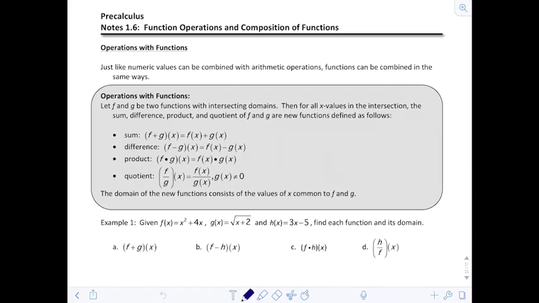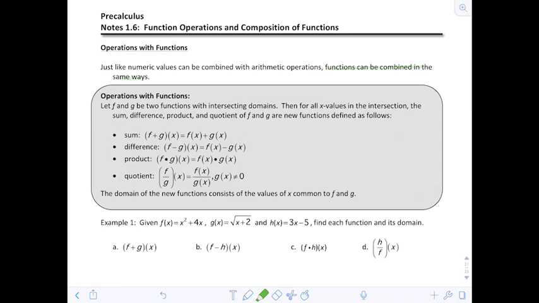Okay, 1-6, function operations and composition of functions. So today we're going to look at operations with functions. So instead of just adding, subtracting, multiplying, dividing numbers, we're going to do it with functions. So just like numeric values can be combined with arithmetic operations, we can do functions the same way.